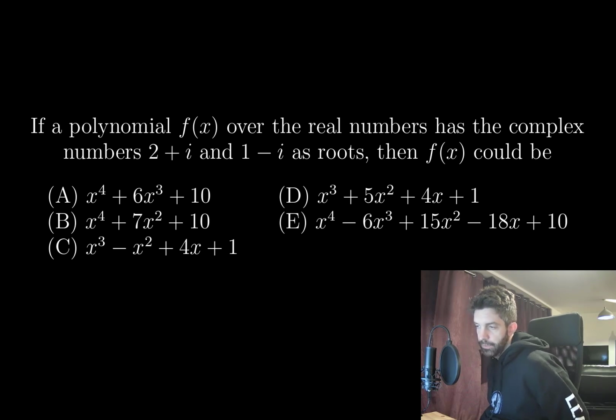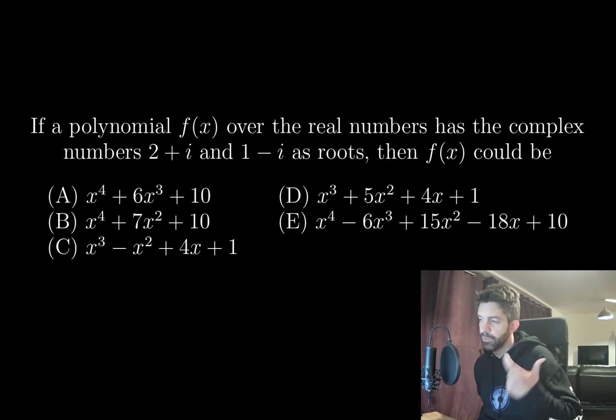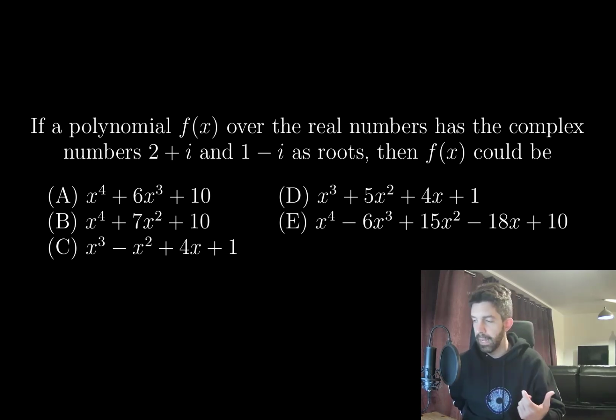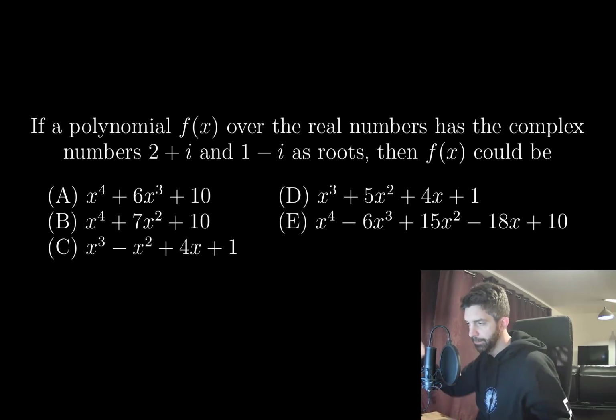So the other three options, A, B, and E, are all fourth degree polynomials. And so if I write down this polynomial with these four roots and expand it, I have to get one of A, B, or E. So maybe that's the easiest way to do it. It shouldn't be terribly complicated.